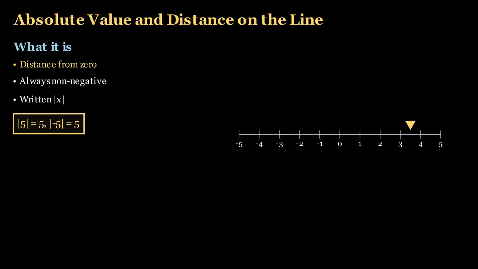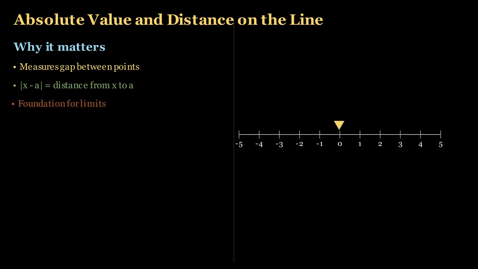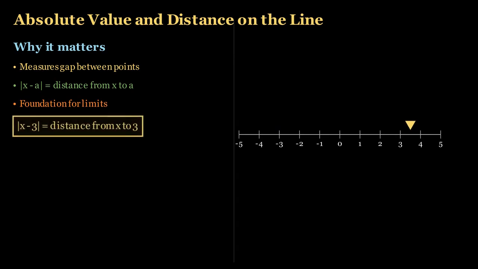Absolute value isn't just about 0. It gives us a ruler to measure the gap between any 2 points on the number line. If you want the distance from a number x to a fixed point a, you write |x minus a|. This is the core idea behind the epsilon delta definition of limits in calculus, where we say x is close to a by bounding this distance. It turns a fuzzy idea of closeness into a precise number we can work with.